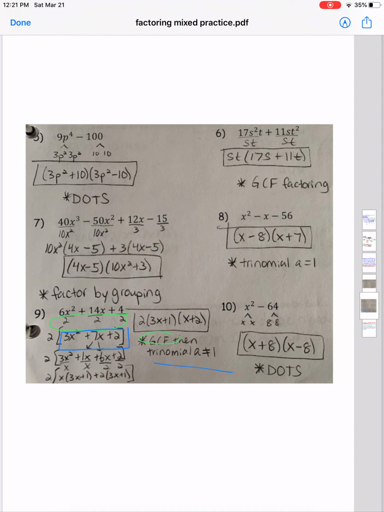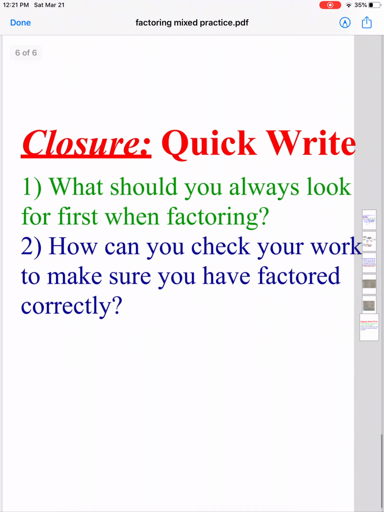If you have any questions about any of these problems, please reach out to any of the 4 of us for some extra help. So to wrap up this lesson, I want us to think about these 2 questions right here. I'm going to ask you to pause the video and try to answer these questions independently.